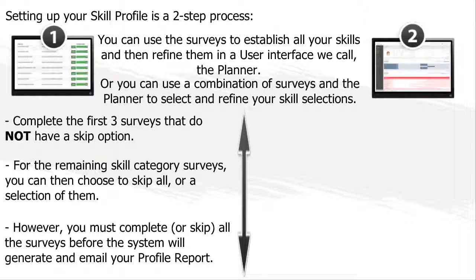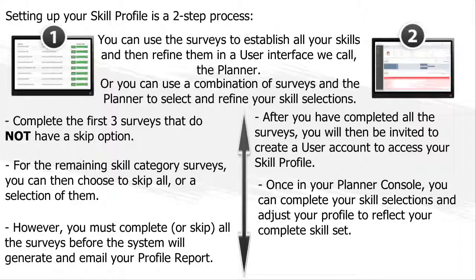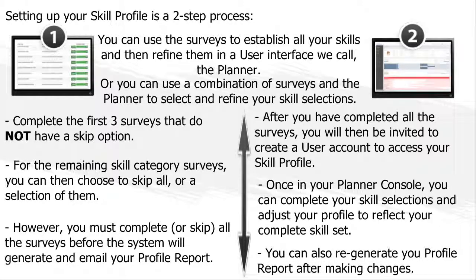The second step involves the use of your planner console. After you have completed all the surveys, you will then be invited to create a user account to access your skill profile. Once in your planner console, you can complete your skill selections and adjust your profile to reflect your complete skill set. You can also regenerate your profile report after making changes.